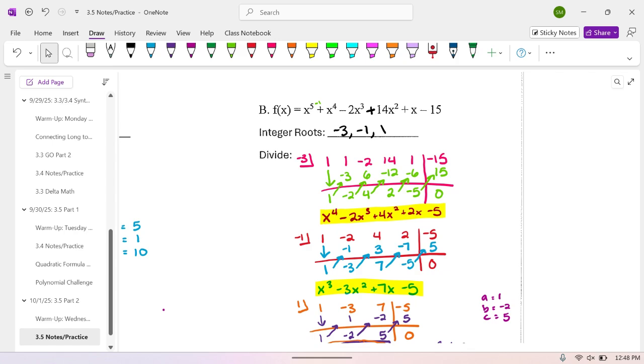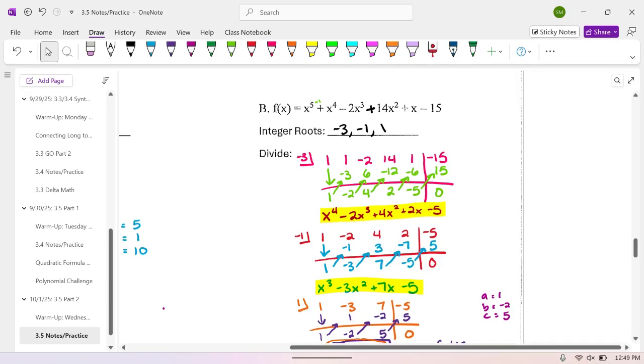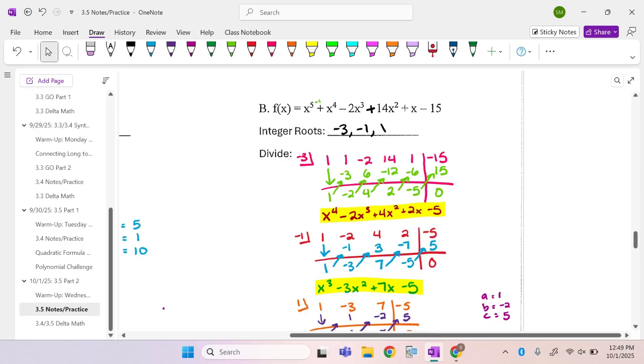All right, any questions on any of this? All right, yes, sir. Just go. Okay, so for the rest of class, because you have a solid 15 minutes left, there is a Delta Math, 3.4 and 3.5. It's all in one Delta Math, so it covers what we learned yesterday and what we talked about today. So you guys should be able to knock out at least a little bit of it. All right, so go ahead and get started on that.